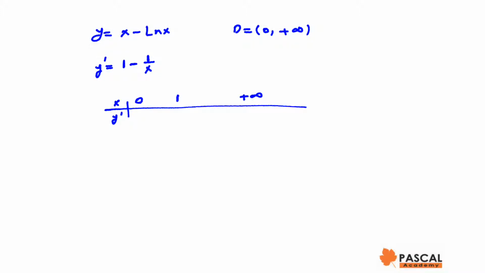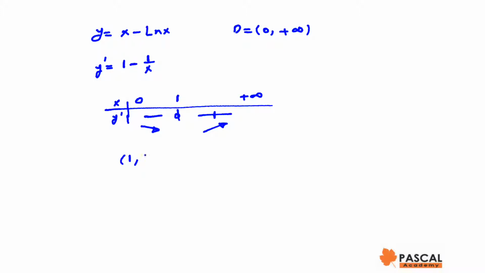For x between 0 and 1, the derivative is negative. If we plug in 1 over 2 into the derivative, we see the derivative is negative. And when x is greater than 1, the derivative is positive. Therefore, when x is between 0 and 1, the given function is decreasing. When x is more than 1, it is increasing.